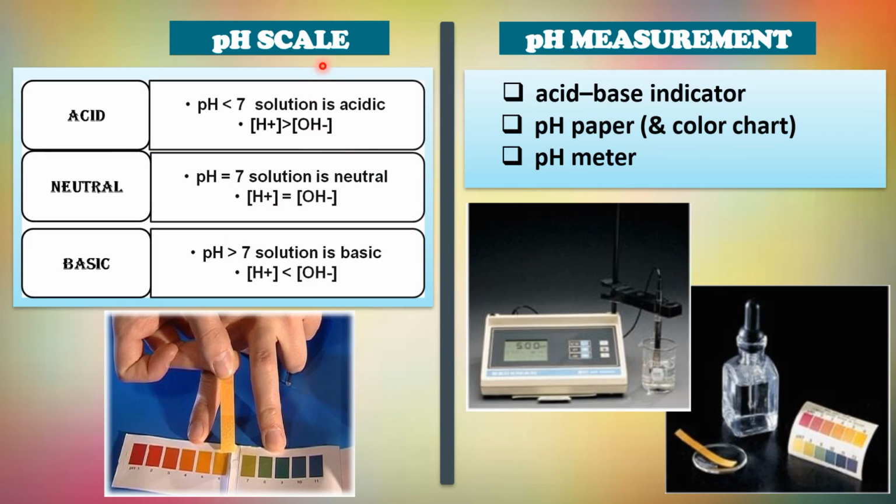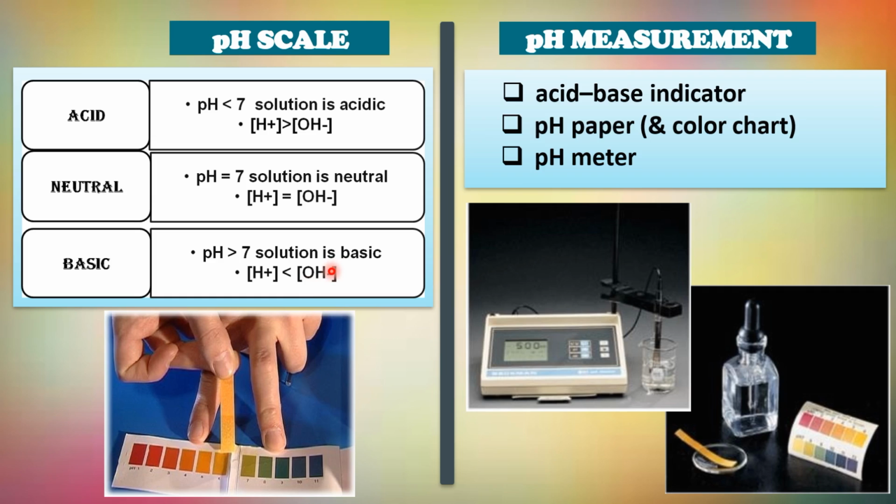Alright, the pH scale. The solution is acidic if the pH is lower than 7, where the concentration of H plus ion is bigger than the concentration of OH minus ion. The solution is said to be neutral if the pH is equal to 7, where the concentration of H plus ion is equal to the concentration of OH minus ion. As for a basic solution, the pH is bigger than 7, where the concentration of H plus ion is smaller than the concentration of OH minus ion.